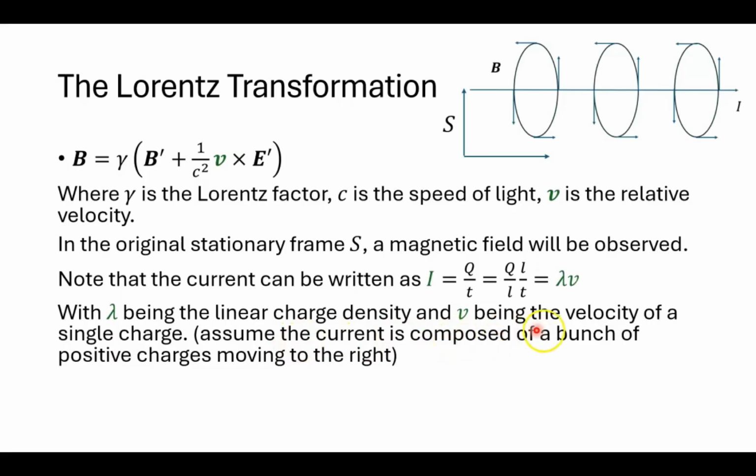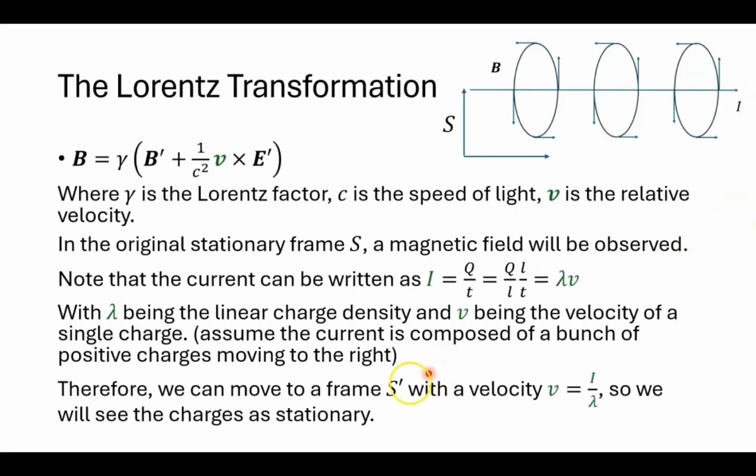We can also assume the current is composed of a bunch of positive charges moving to the right, giving this current. Just imagine we are still doing classical physics, and we don't know what an electron is. When you say a current to a classical physicist, they just imagine it's a bunch of positive charges. And therefore, we can move to a frame S prime with a velocity v equals I over lambda, so we will see the charges as stationary.